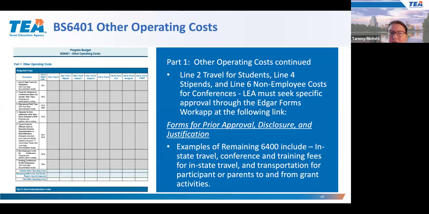Because there is a line for out-of-state travel in the schedule, applicants who are new at completing these forms expect to find a line for in-state travel. However, there isn't one, as in-state travel does not require specific approval. Please budget these in the remaining 6401.